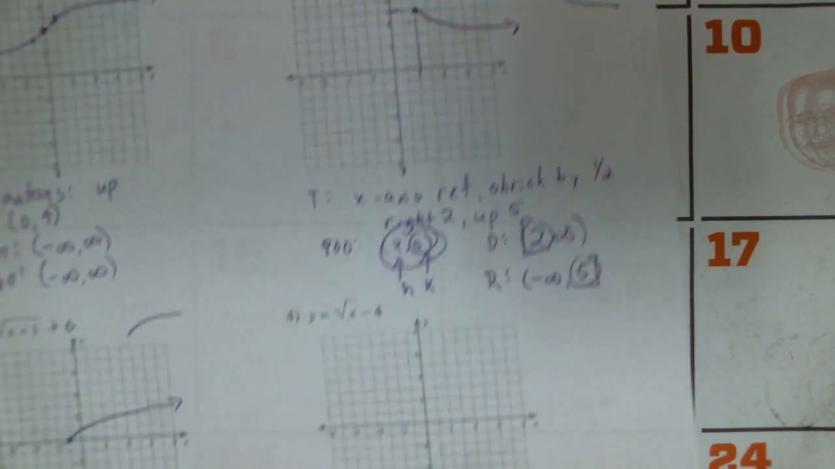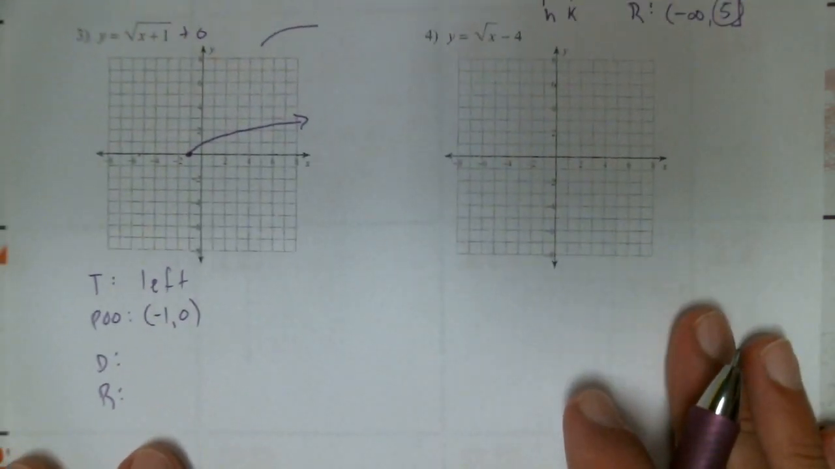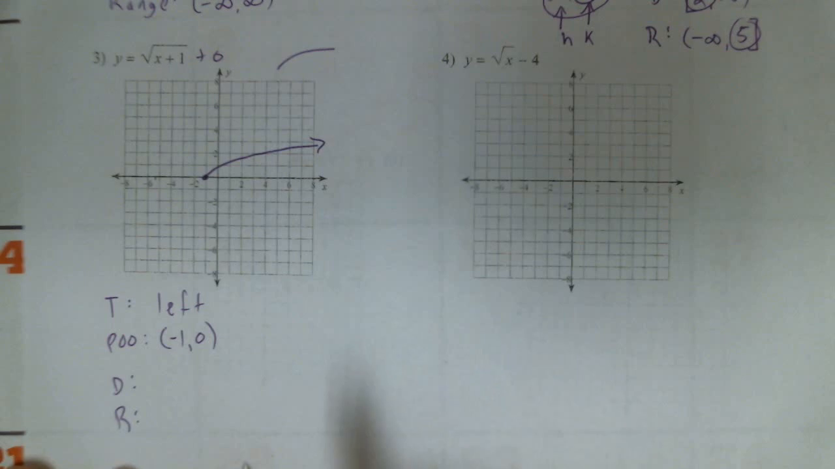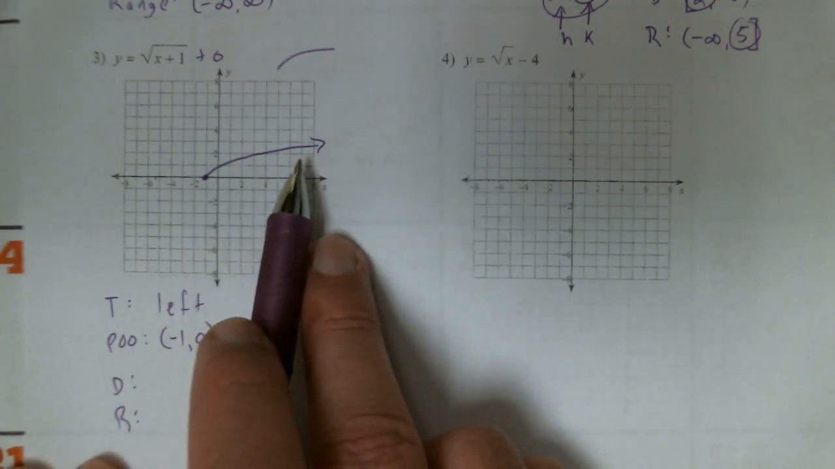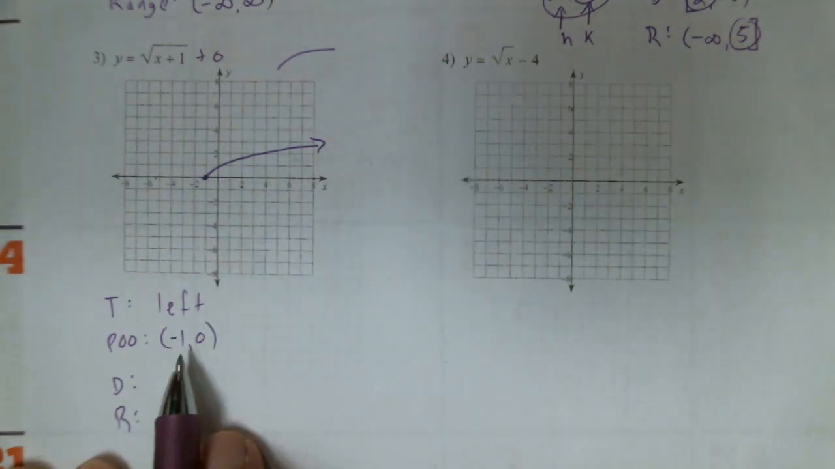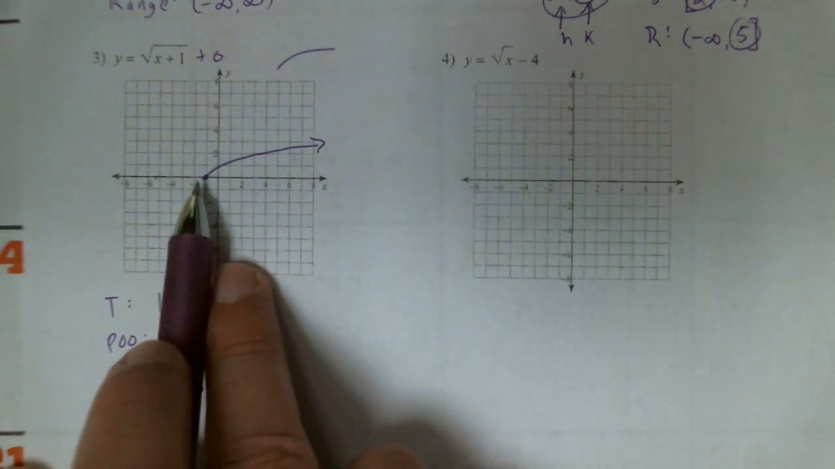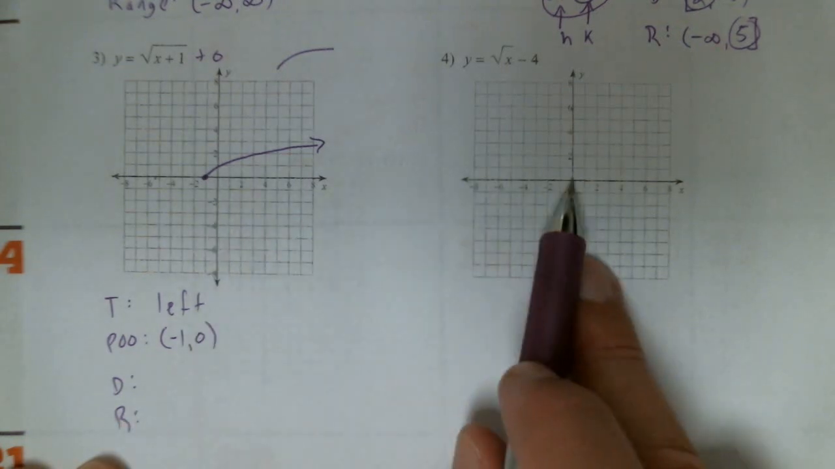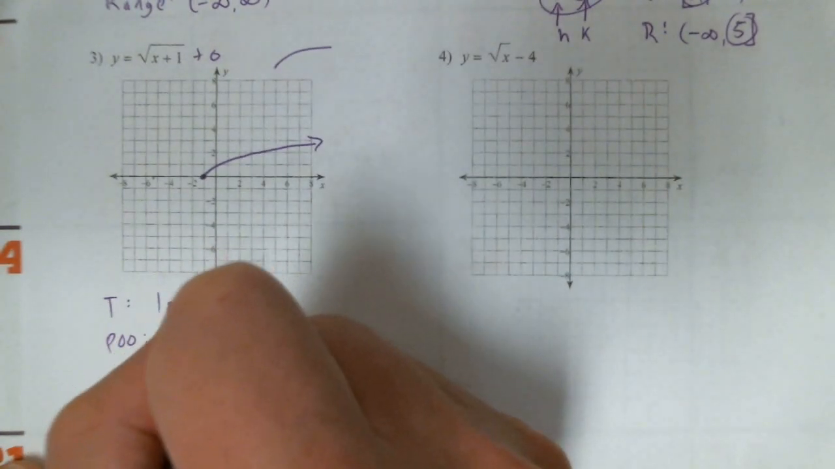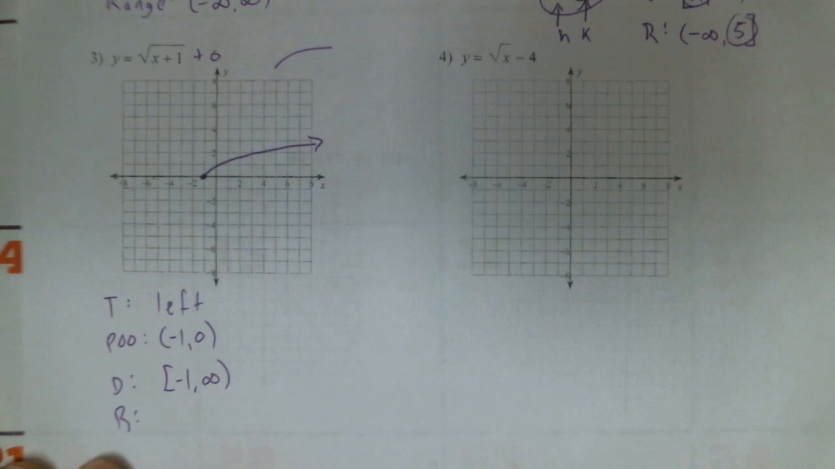All right, so let's go back down here to number 3. Okay, where do I have x values? Really, I don't even need to look at the graph. Okay, I know that the graph is going this way, so the domain, it starts at the point of origin. Okay, so I'm starting at the point of origin, and I'll have x values forever. So I start at -1, I'll continue to have x values forever.